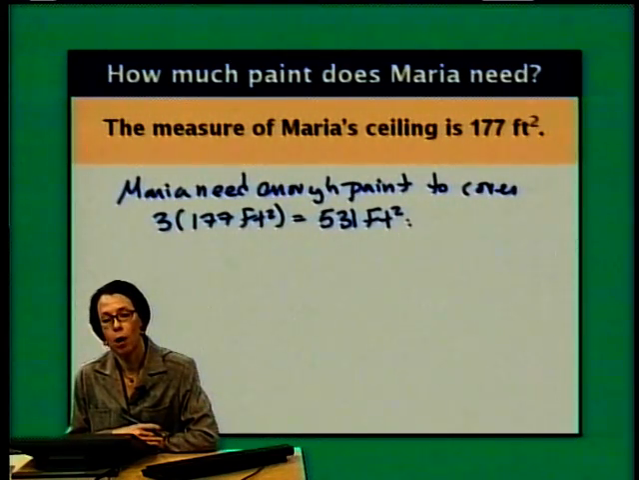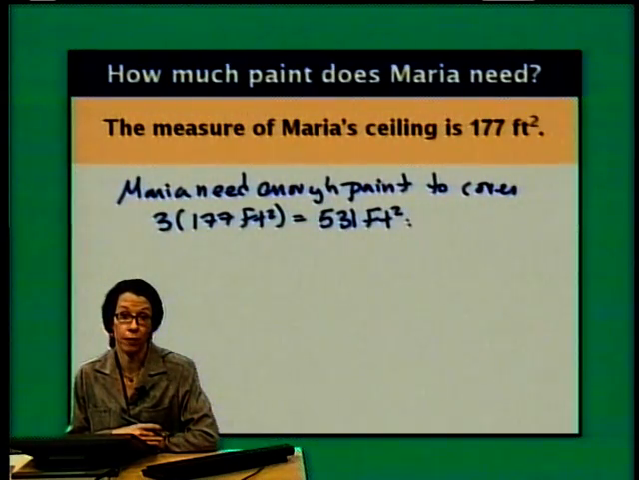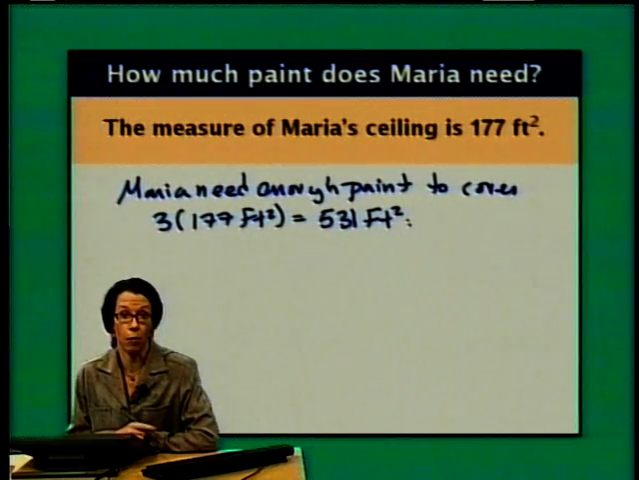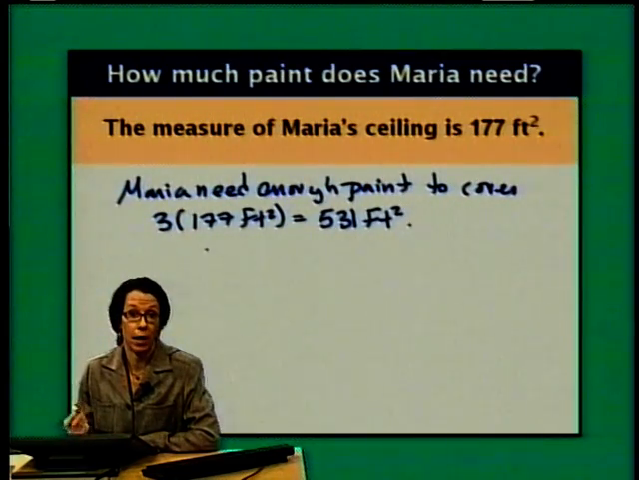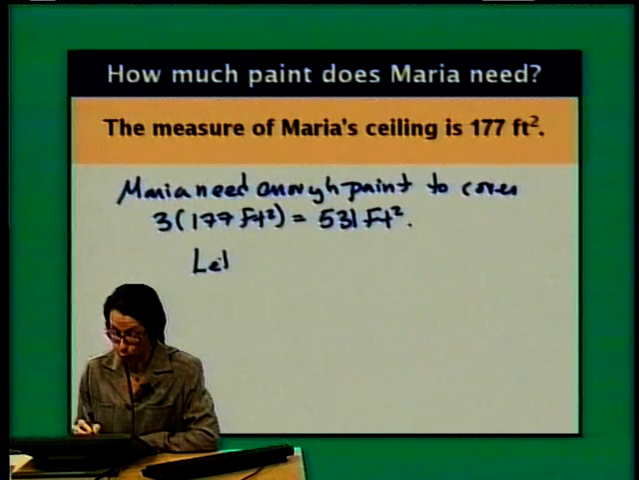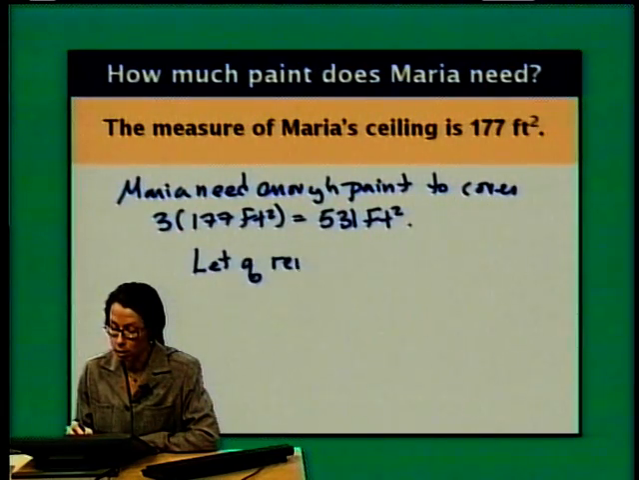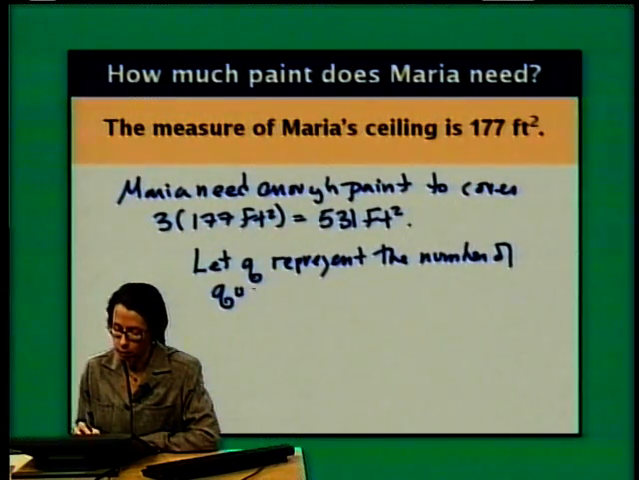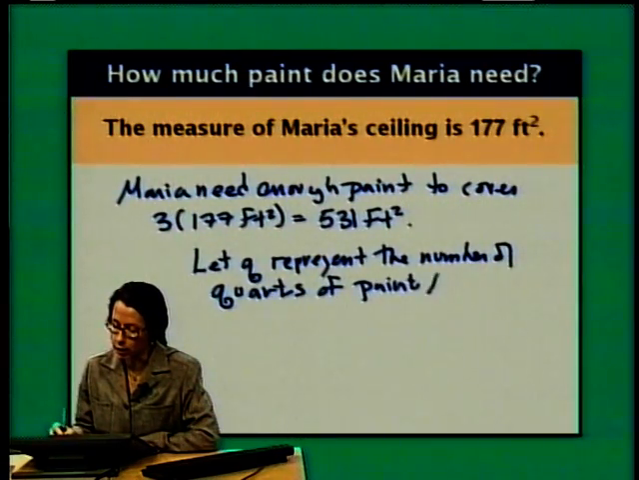Now let's go back to the problem statement. We were told that 1 quart of paint covers 75 square feet. We need to figure out how many quarts will cover 531 square feet. I can use a proportion to solve this problem. So I'm going to define my unknown, which is going to be how much paint Maria needs. So I'm going to let Q represent the number of quarts of paint Maria needs for the project.